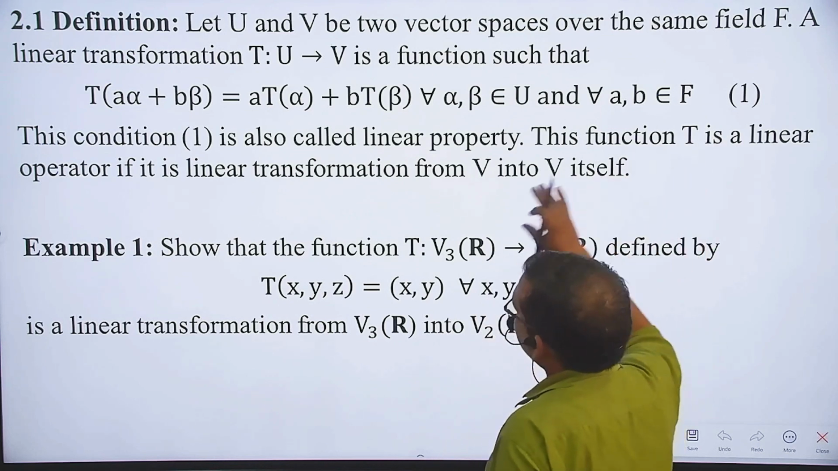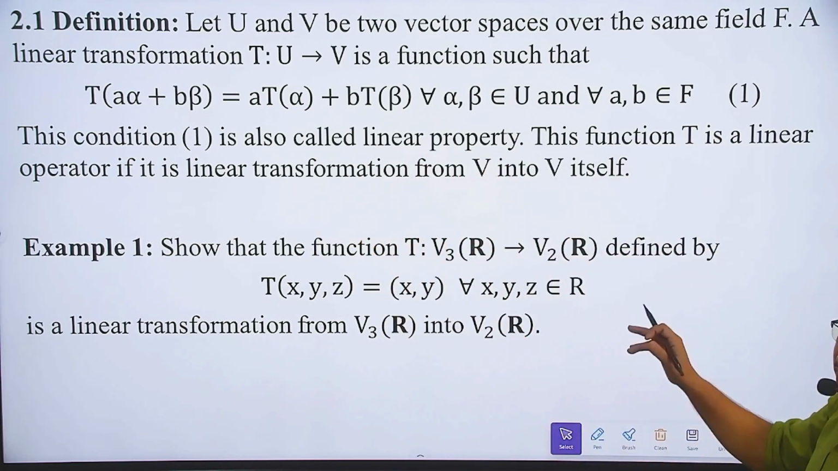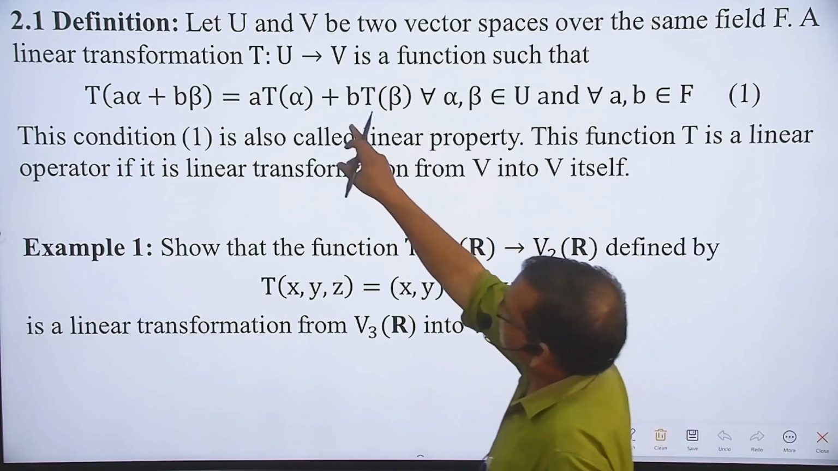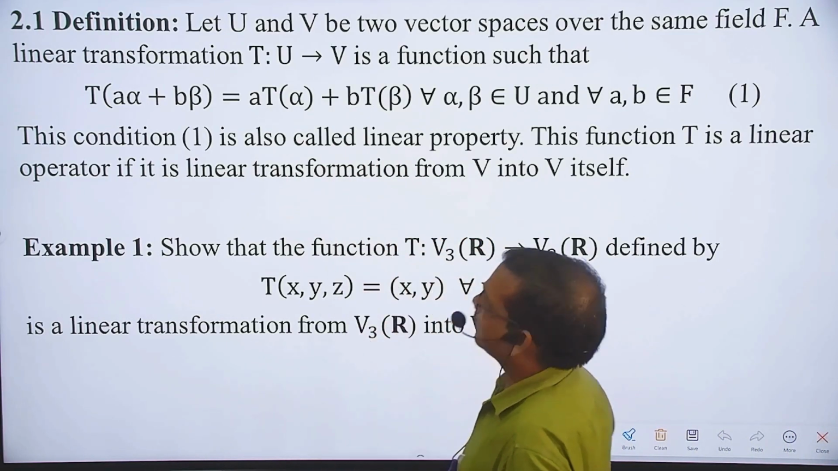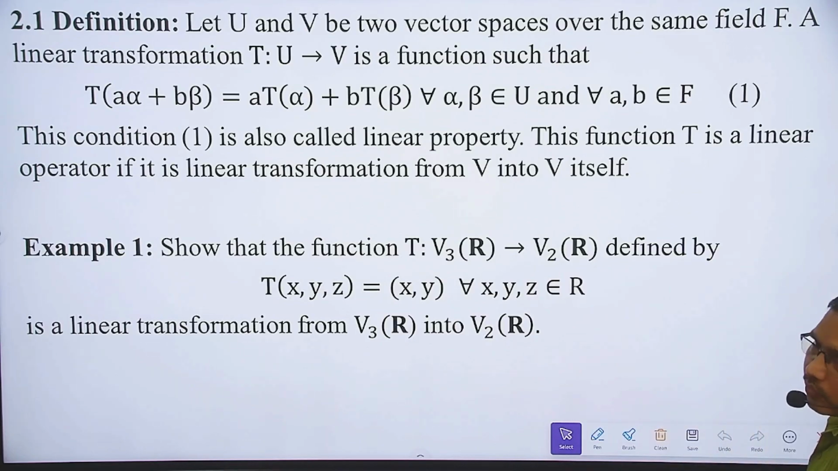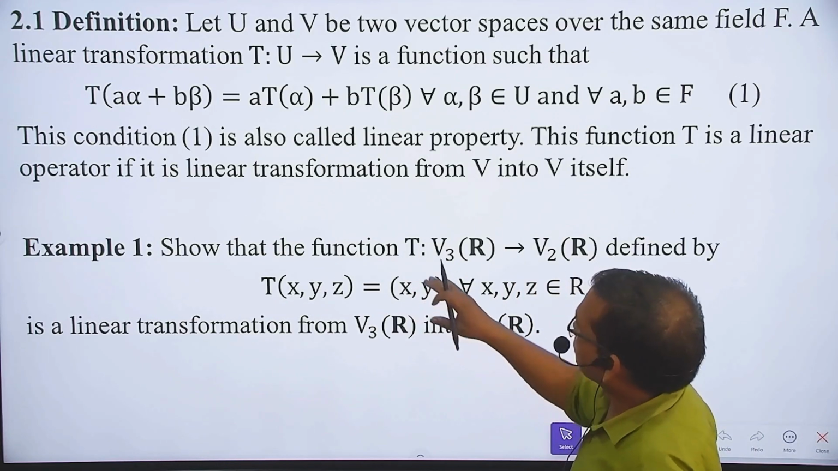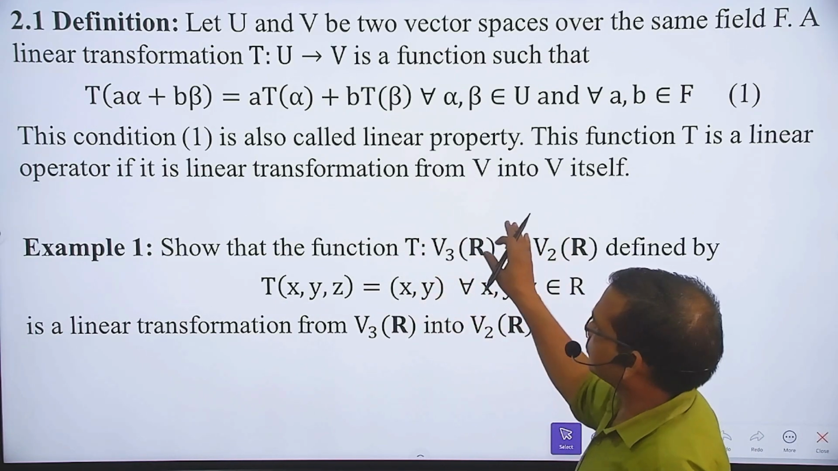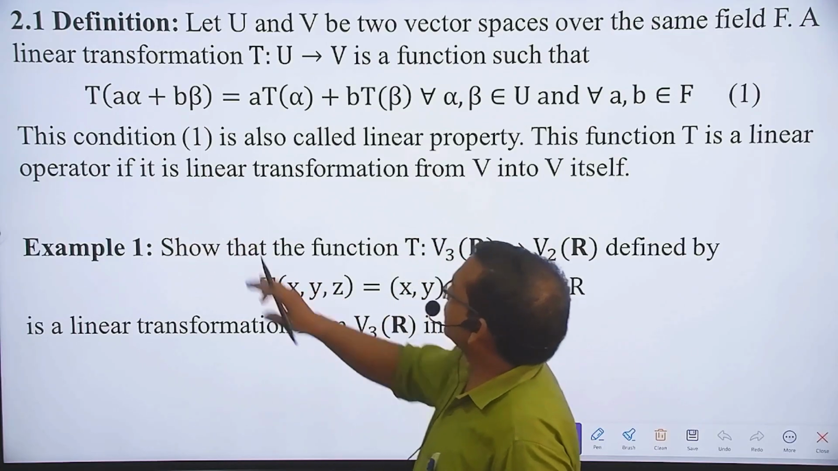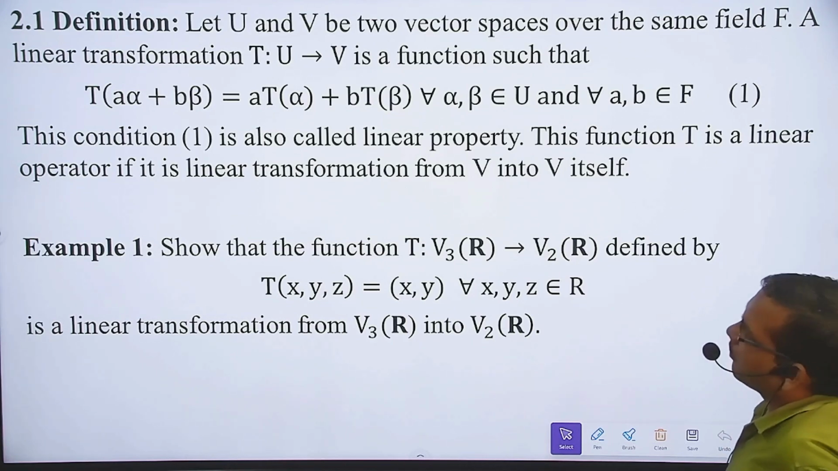This condition is also called the linear property. If any function satisfies this property, that function is linear. This function T is also called a linear operator if the codomain and domain are the same. It means it is a linear transformation from V into V itself. If it is a linear transformation from V into V itself, it is called a linear operator.